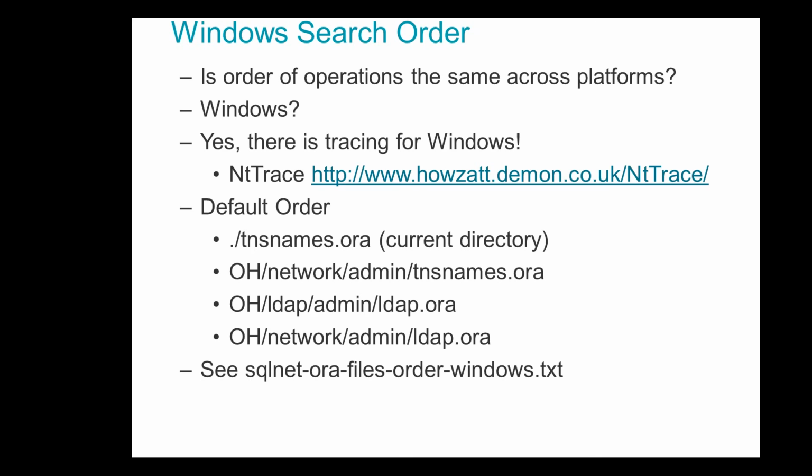The default order of name resolution is somewhat different. The first, by default, is tnsnames.ora in the current directory, and we'll discuss what a current directory is in a few minutes. And then Oracle Home Network Admin, tnsnames, and LDAP, and then LDAP again. Notice that there are two different LDAP.oras, and this is the same across all platforms. There's one in LDAP admin and one in Network admin. So make sure that you're using only one of those and not both of those. And there's some more information available in that referenced file.